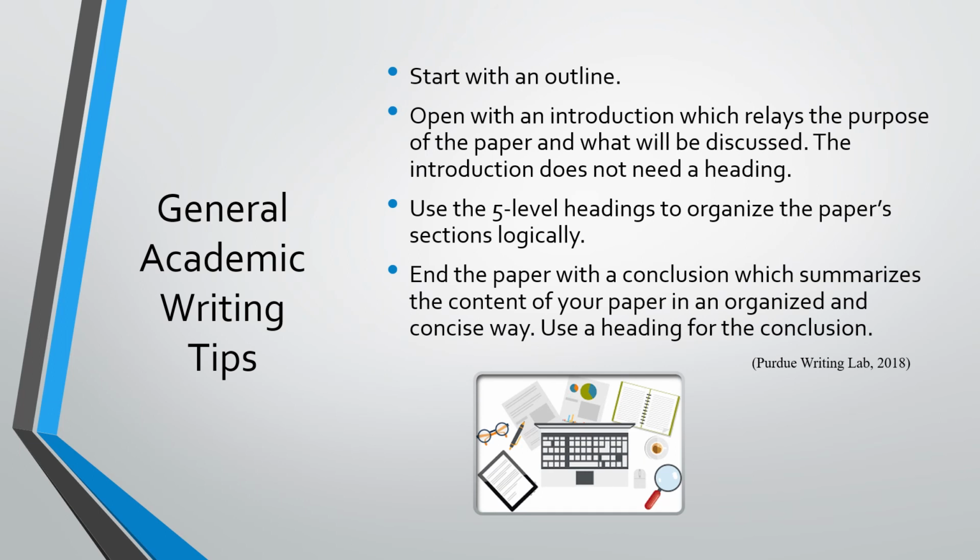Let's discuss some general tips for academic writing. Always begin with an outline. Use the 5-level heading system to organize the content of your paper in a logical way. Open the main body of the paper with an introduction. Note that the introduction does not need its own heading. You will have restated the title of the paper on the first line of the second page. You can then begin typing the introduction with no secondary heading. End your paper with a conclusion, which summarizes the content of your paper in a concise way. Do use a heading for the conclusion.